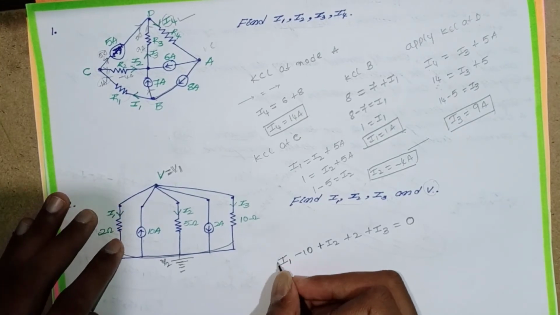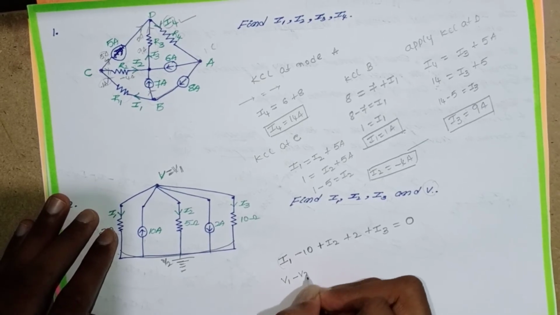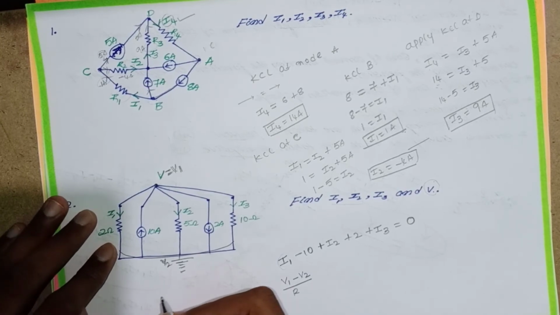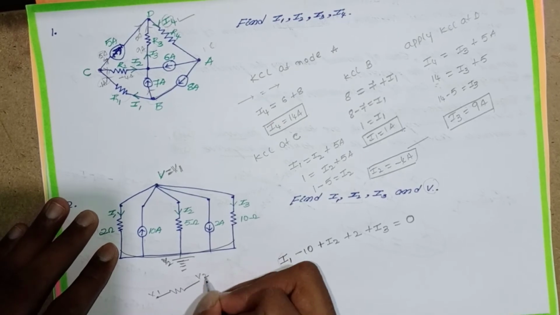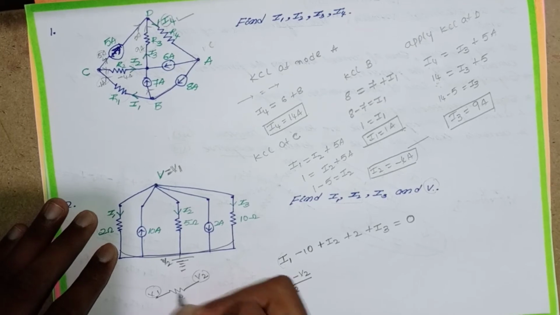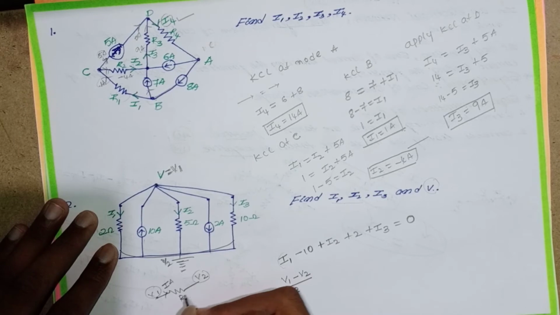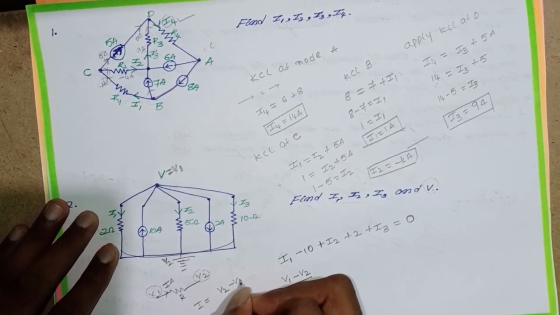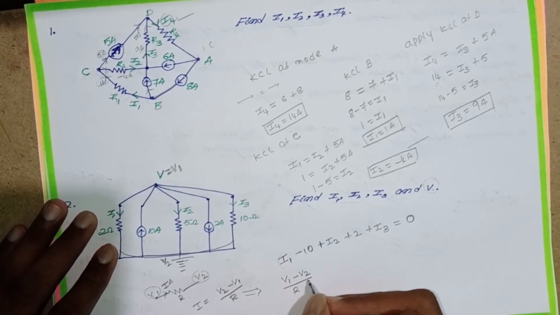I will put, instead of I1, V1 minus V2 by R. I previously said that this is a resistor, this is potential V1, this is potential V2, this is lower potential, this is higher potential, this is R, and I am passing current through this resistance. How can you find out I? I is equal to higher potential minus lower potential divided by resistance. So the same way I will find out the same.